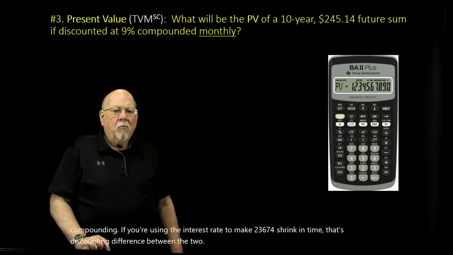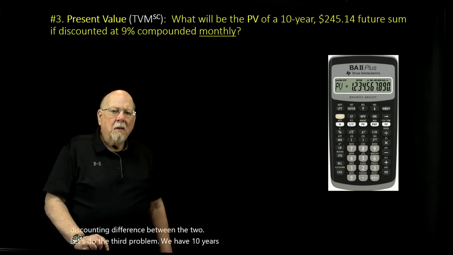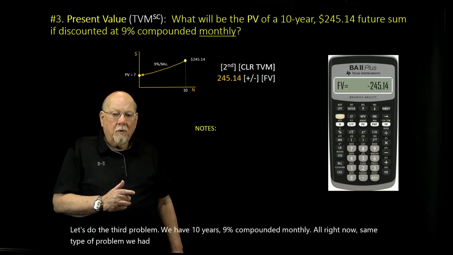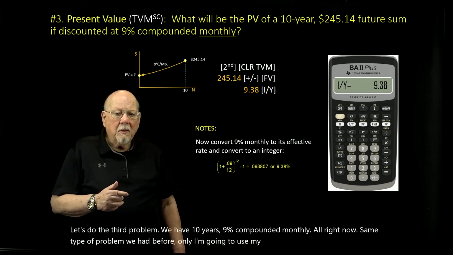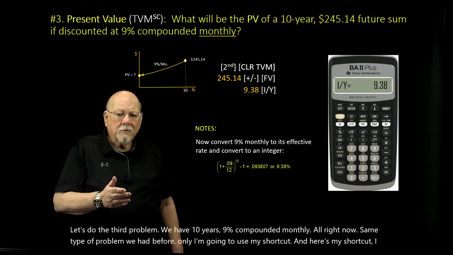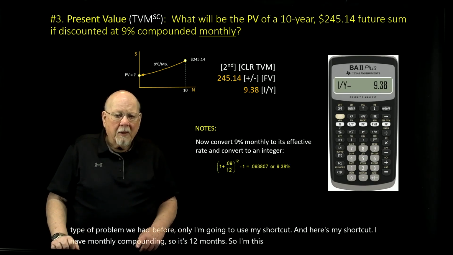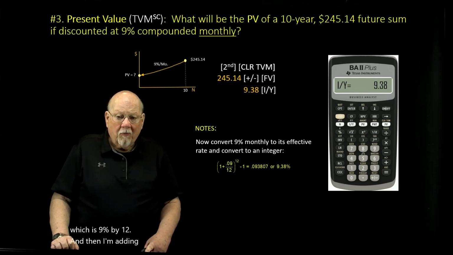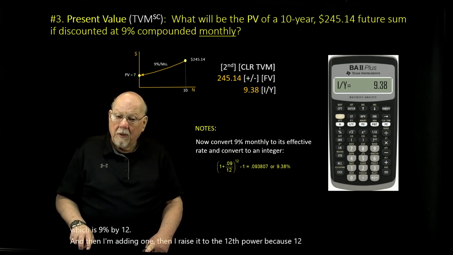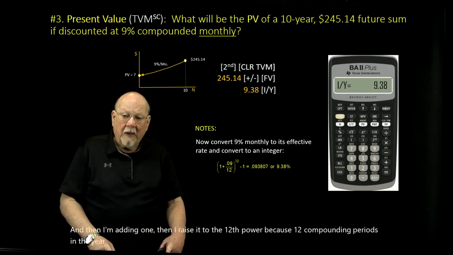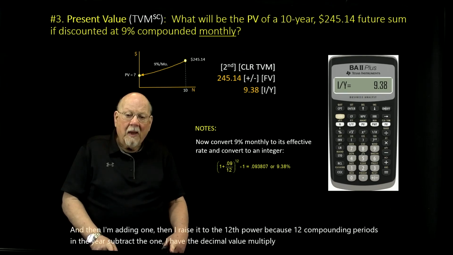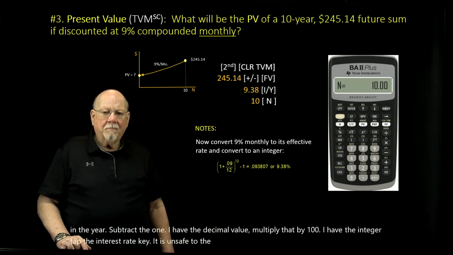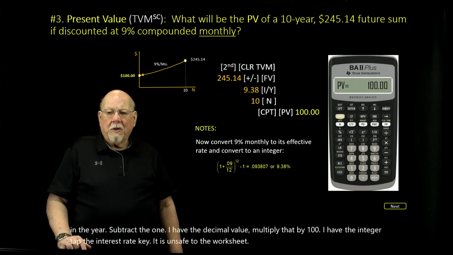Let's do the third problem. We have 10 years, 9% compounded monthly. All right, now, same type of problem we had before, only I'm going to use my shortcut. And here's my shortcut. I have monthly compounding, so it's 12 months. So this time I'm dividing my interest rate, which is 9%, by 12. And then I'm adding 1. Then I raise it to the 12th power, because 12 compounding periods in the year. Subtract the 1, I have the decimal value. Multiply that by 100, I have the integer. Tap the interest rate key, it is then saved to the worksheet. And my present value is 100.